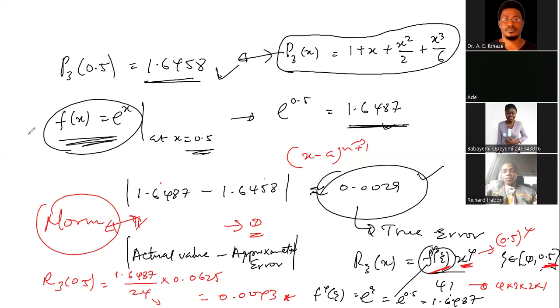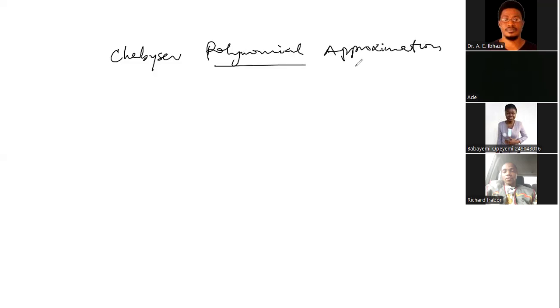Yes, sir. Okay, so I think we can move on. So now we want to look at Chebyshev polynomial approximation. Now, one thing I would love you to take note of here is that the Chebyshev polynomial approximates a function over the interval of -1 and 1. And someone may want to ask, why? So what happens if we try to approximate a function outside this interval?